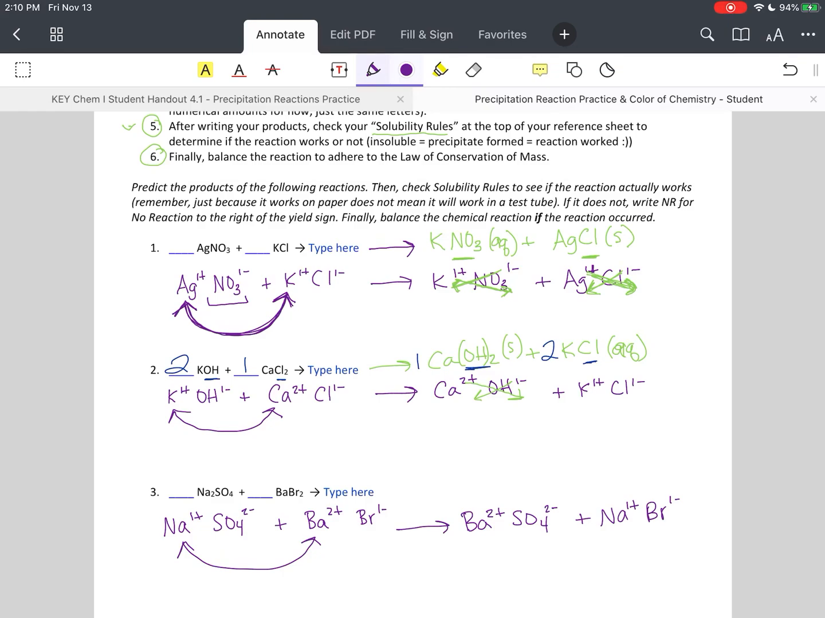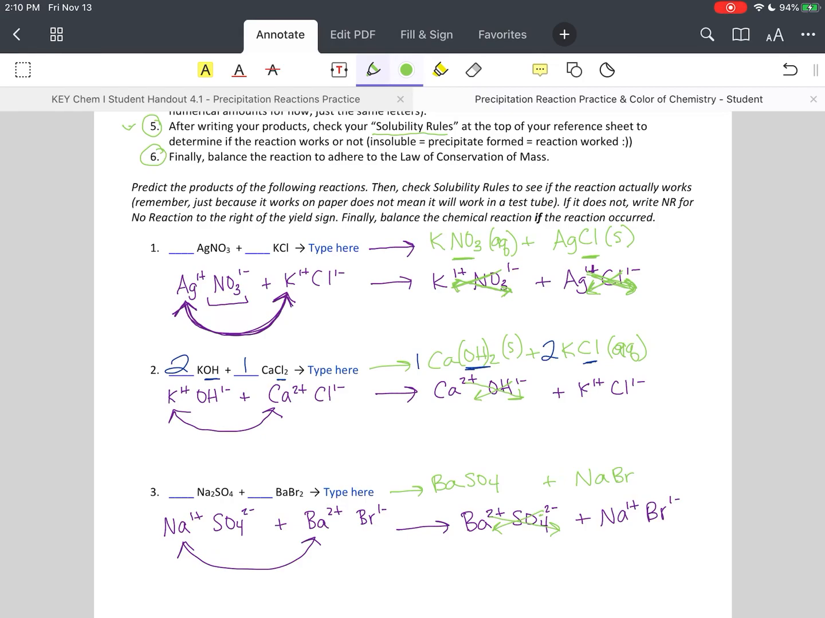Now I'm ready to write my formulas. So here, since they're both 2 plus and 2 minus, even when I go to drop them down or crisscross them, they're going to cancel out because they're the same. So your formula just ends up being BaSO4, barium sulfate, and then sodium bromide, they're both a 1, so they're both invisible.